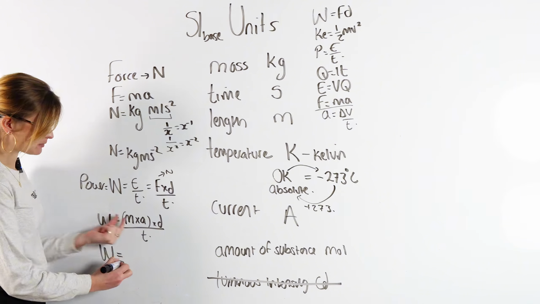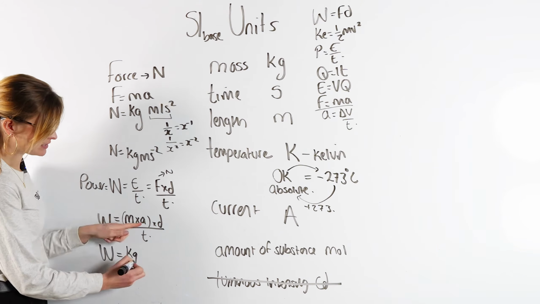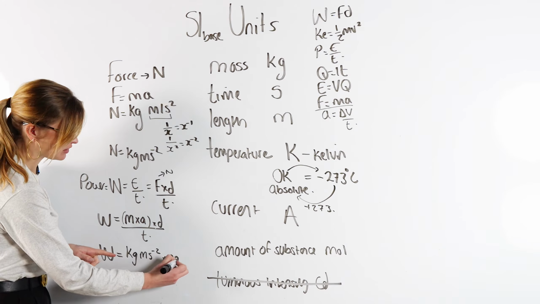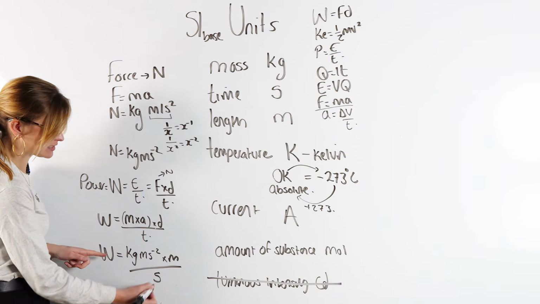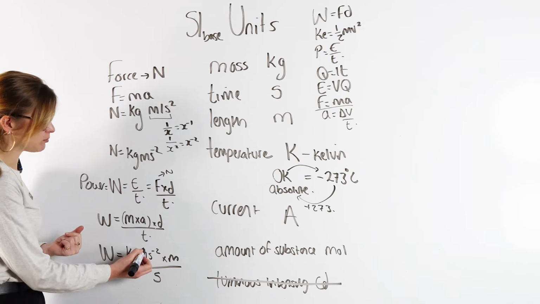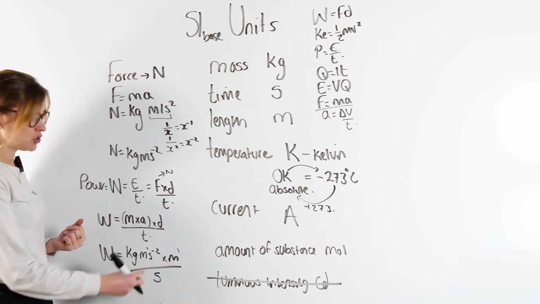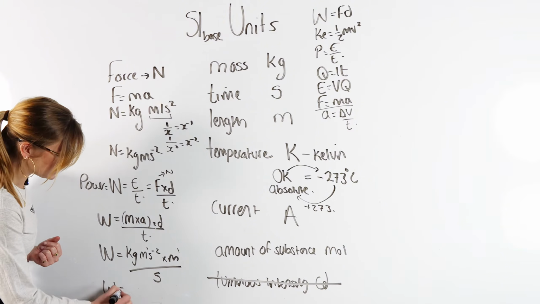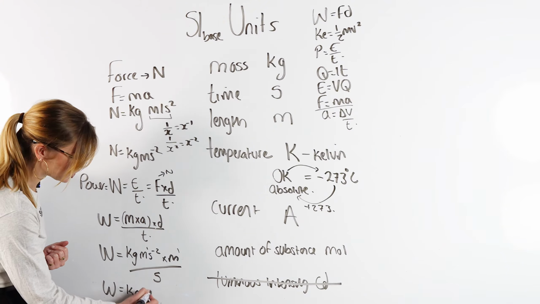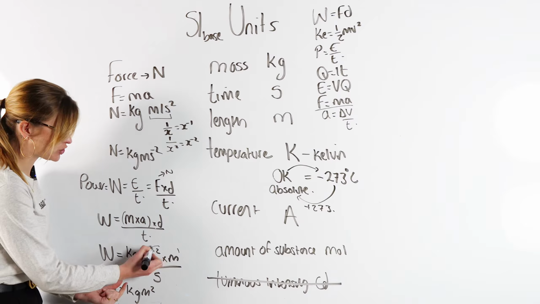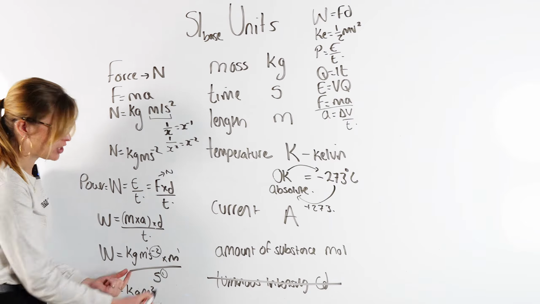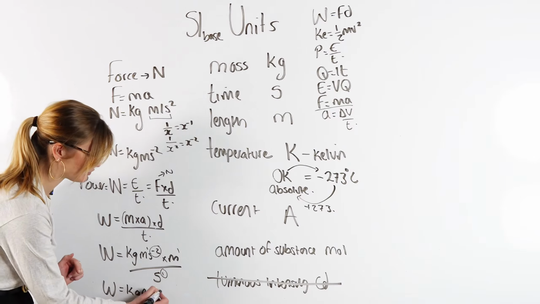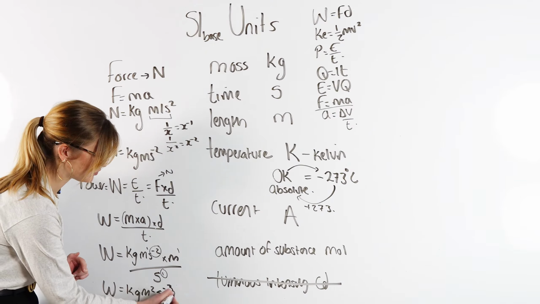So my work done is my mass, which is measured in kilograms. My acceleration was meters per second squared. We're multiplying by another meter. And we're dividing by time, which is seconds. So when we have indices, when you multiply them, the rule is you add them. So meters to the power 1 plus meters to the power 1 gives me meters squared. So what I have is kilogram meters squared, s to the minus 2 divided by s to the power of 1. When we divide, we subtract the indices. So negative 2 minus 1 gives me negative 3. So s to the negative 3.